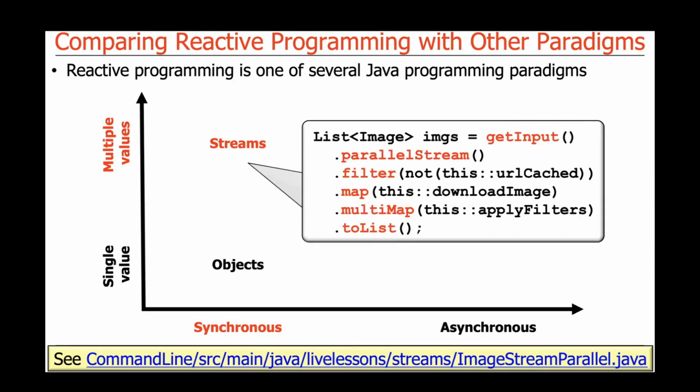Here's a very simple example also from the image stream gang case study, where we make a call to get input to get a list of URLs. We turn that list of URLs into a parallel stream of URLs. We get rid of anything that's been downloaded and cached previously, so we ignore those because we don't want to have to do them again. And then we download each image synchronously. We apply a bunch of filters to each image synchronously, but in a pool of threads, of course. And then we convert the results to a list of images. So for my money, this is usually the simplest way to program and often runs pretty efficiently.